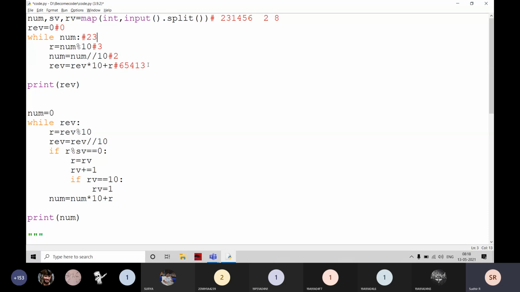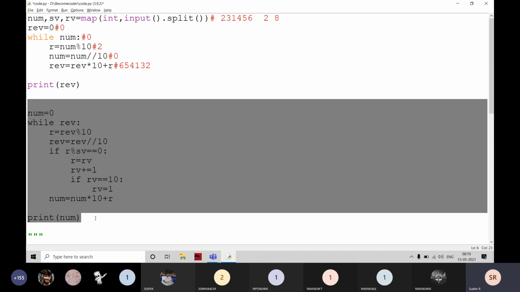Then the new num value is going to be 2, while 2 is true, coming inside, and the last digit and the remaining digit. If it is only a single digit, last digit is R and the remaining digit is going to be 0. Then again into 10 plus 2. Okay, now it is moving into while 0. While 0, it is going to be false, and it is going to be written. What is the value inside REV now? The reverse of the number.